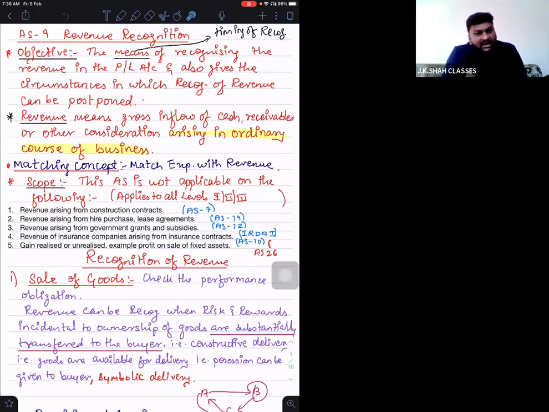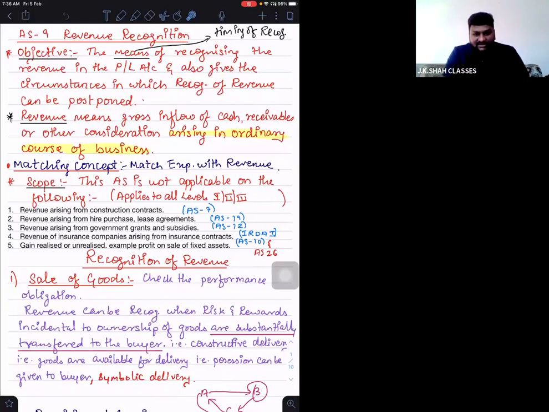The same point I have written as what you learned in Sale of Goods Act. But before this, I have written something over here: check the performance obligation. Now you have to understand one thing. Sir, in Sale of Goods Act, we learned that when the risk and reward incidental to the ownership is transferred to the buyer, you can recognize the revenue.